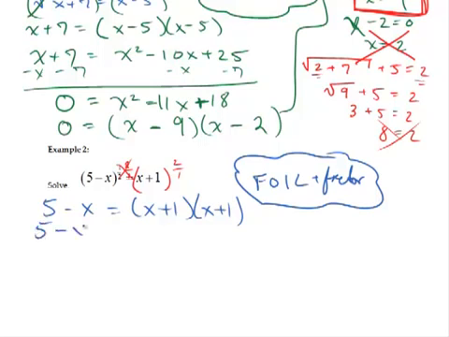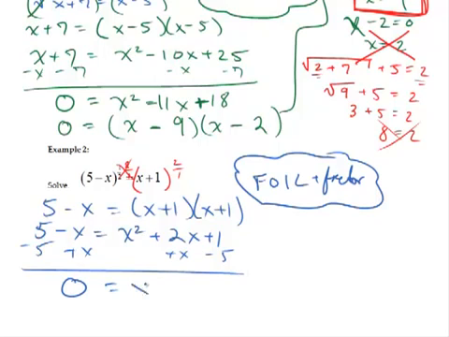So we have 5 minus x equals x squared plus 2x plus 1. Again, you might need to hit pause, try it on your own, and then double check your answer with mine for the FOILing. To factor this, we need to set it equal to 0, so subtract 5, add an x, so we get 0 equals x squared plus 3x minus 4.